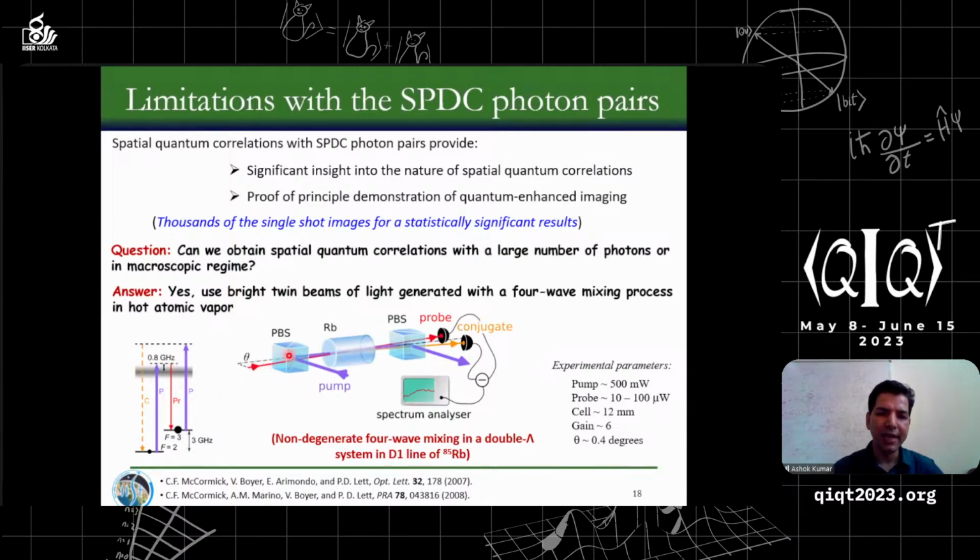And then in the presence of this input probe beam, this process gets stimulated or amplified, and that in turn generates bright beams. That is the whole idea. Basically, you can do spontaneous four-wave mixing also. To stimulate this process, we start with some input seed beam, and then stimulate the process, and at the end you can get bright twin beams.